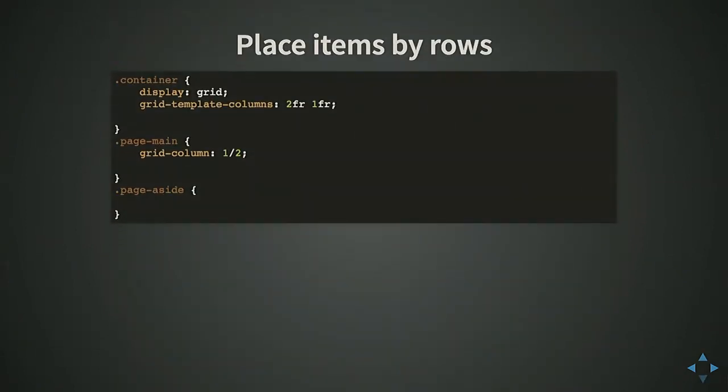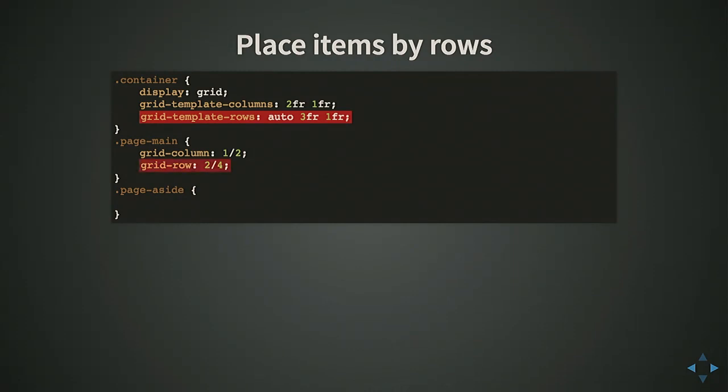OK, here we go. Place items by rows. First, we have to define our rows, because we had rows, but not enough rows. So I use the grid-template-rows property and define three rows. In this case, the first row has an auto height, which means its height is dictated by the content, and the three fraction height and the one fraction height rows.